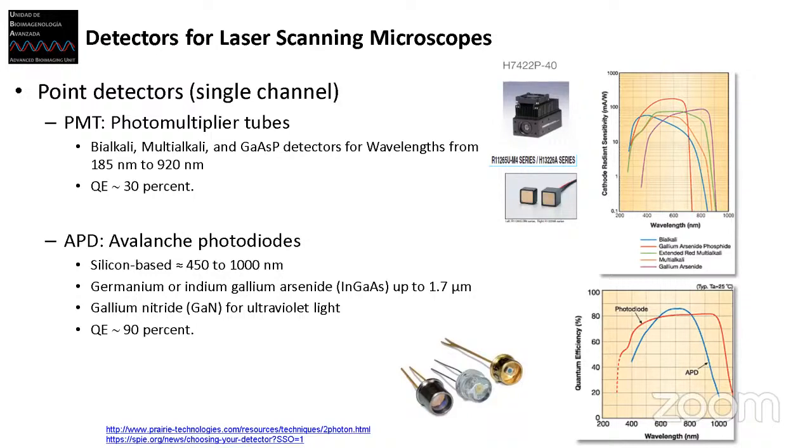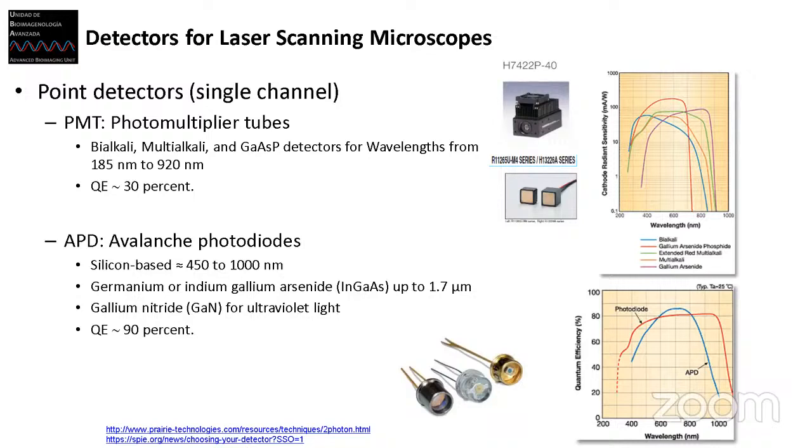They have many different surfaces that can be sensitive to different ranges, for example bialkali or multi-alkali. These are the most common detectors still on the market for confocal microscopes. But the most modern are the gallium arsenide phosphide ones, and they are very sensitive. You can get up to 30, 40, 50% of quantum efficiency, and they are sensitive in a range that goes, depending on the surface, from UV to infrared.